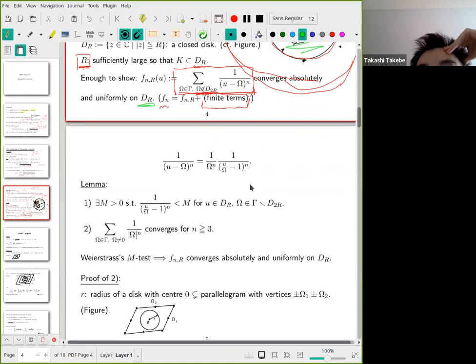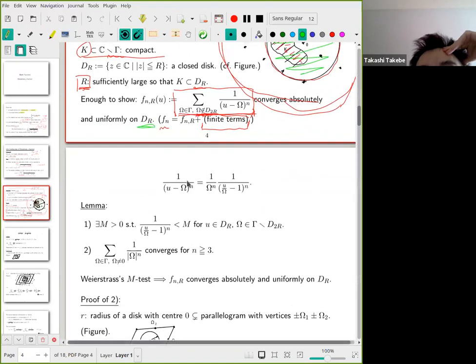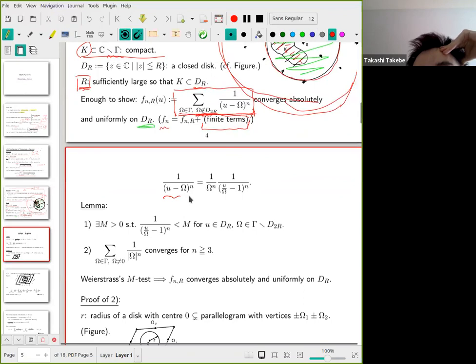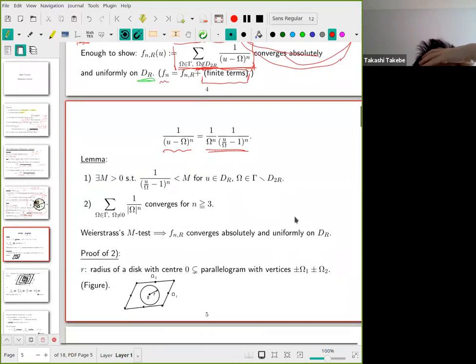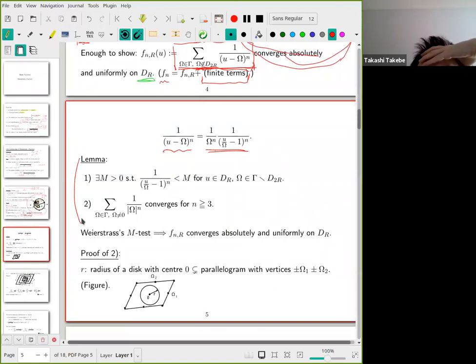So first note that each term can be written like this. And this is easy.